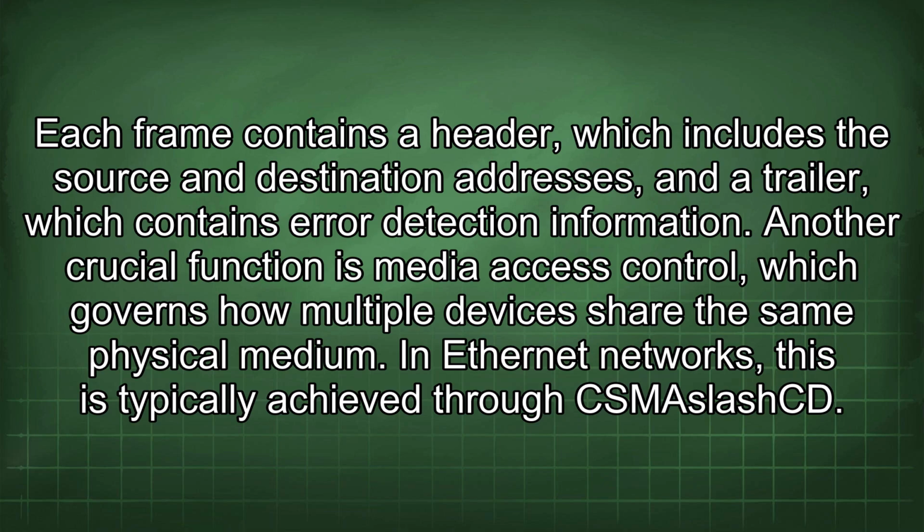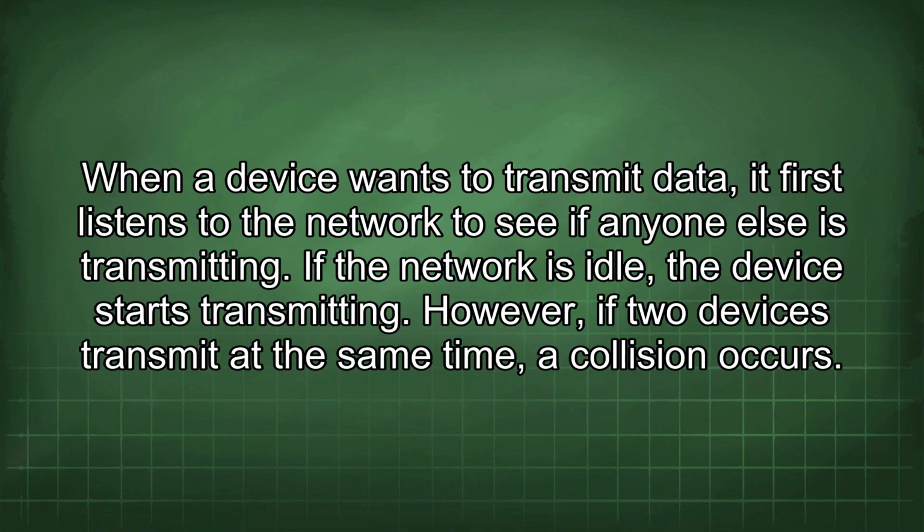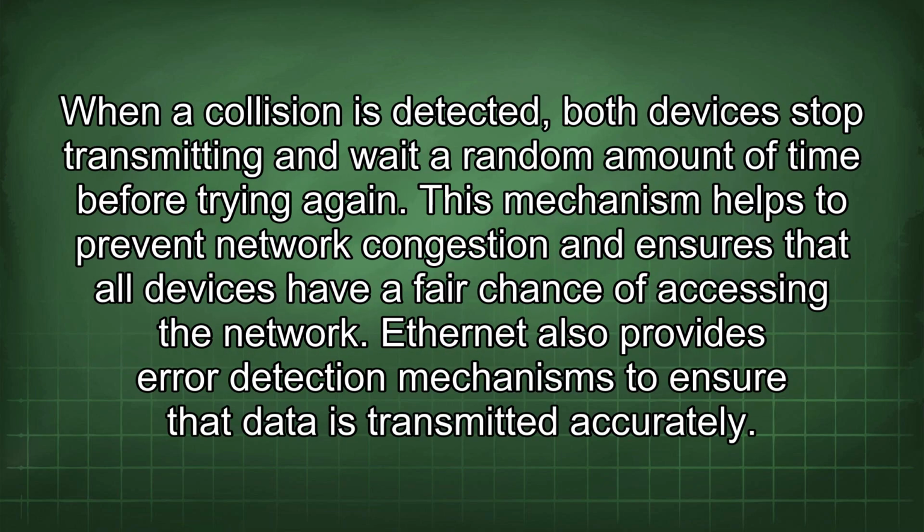Another crucial function is media access control, which governs how multiple devices share the same physical medium. In Ethernet networks, this is typically achieved through CSMA/CD. When a device wants to transmit data, it first listens to the network to see if anyone else is transmitting. If the network is idle, the device starts transmitting. However, if two devices transmit at the same time, a collision occurs. When a collision is detected, both devices stop transmitting and wait a random amount of time before trying again. This mechanism helps to prevent network congestion and ensures that all devices have a fair chance of accessing the network.